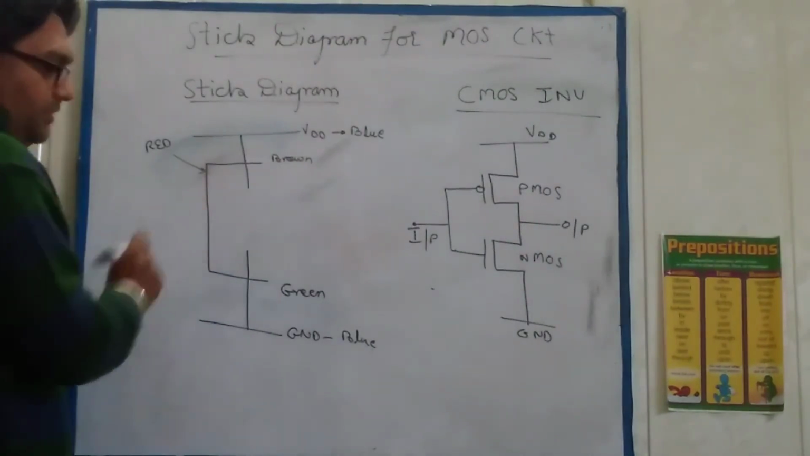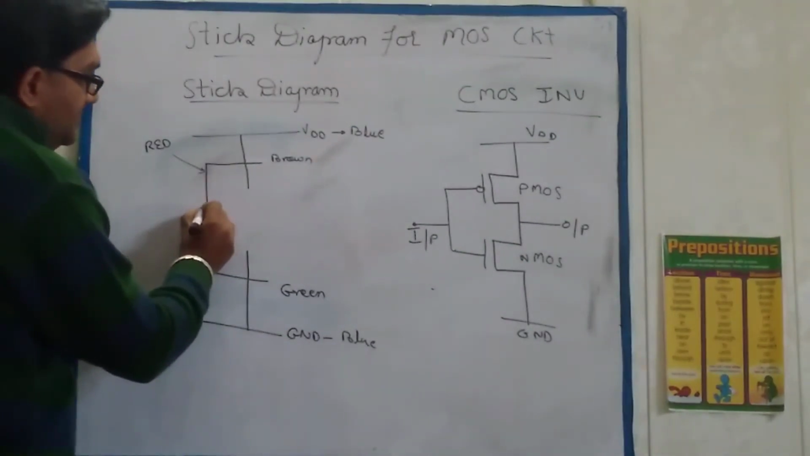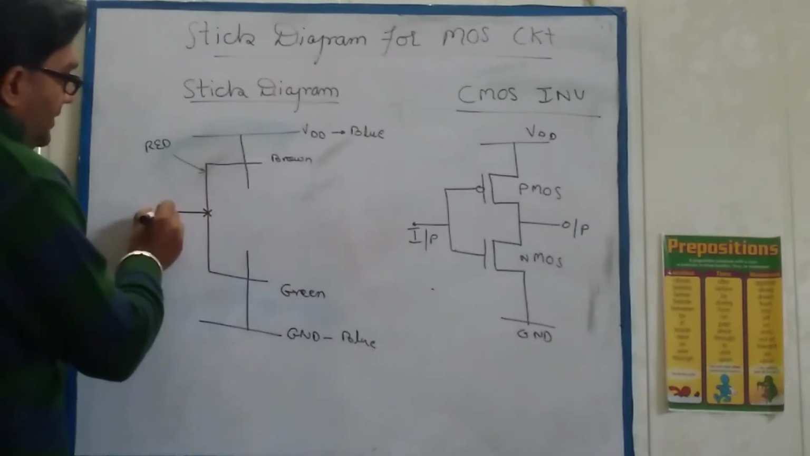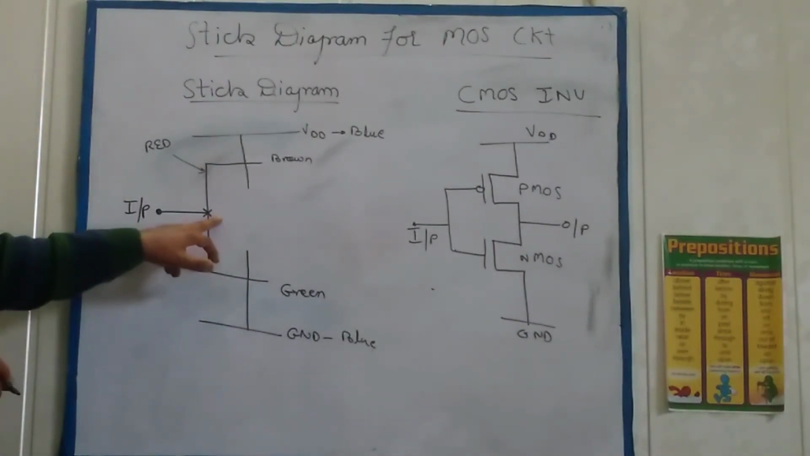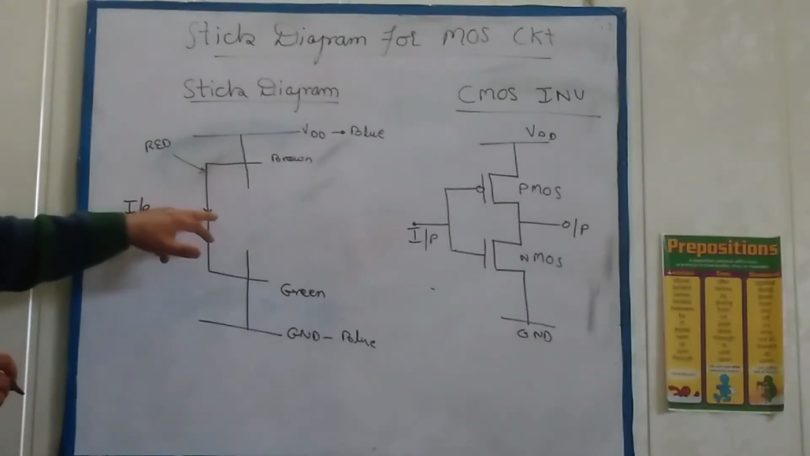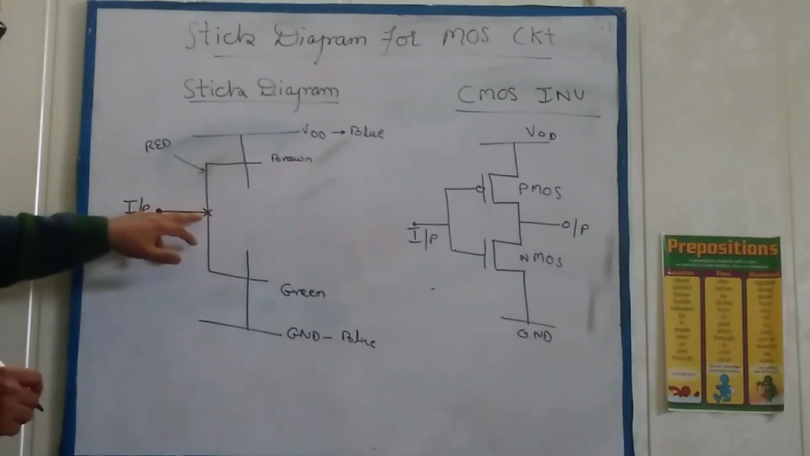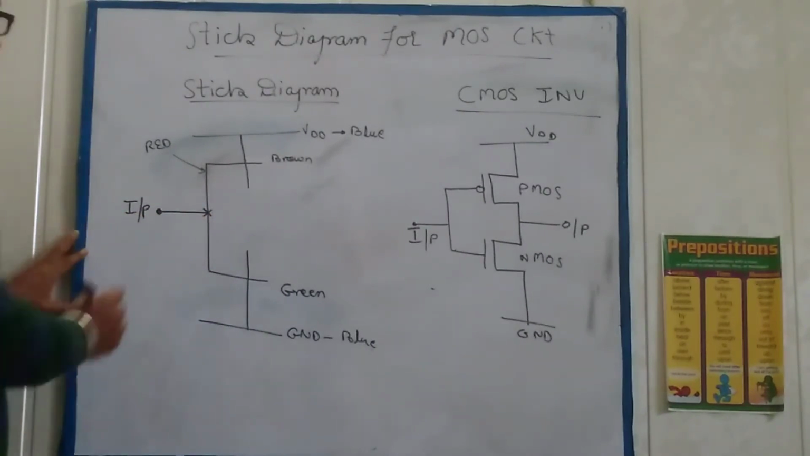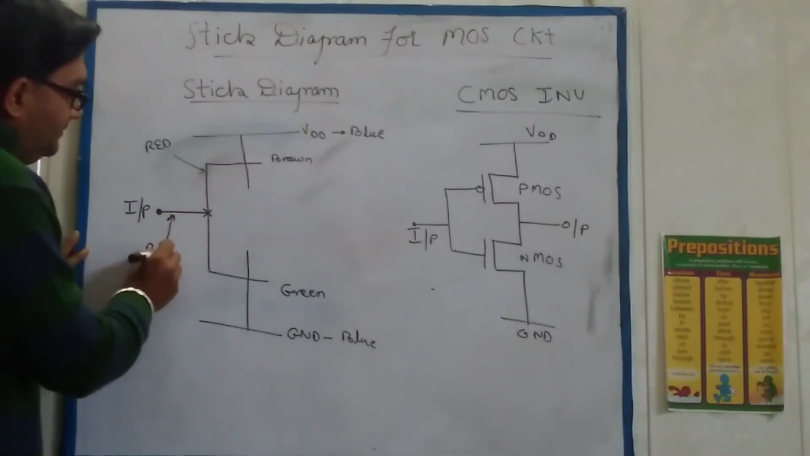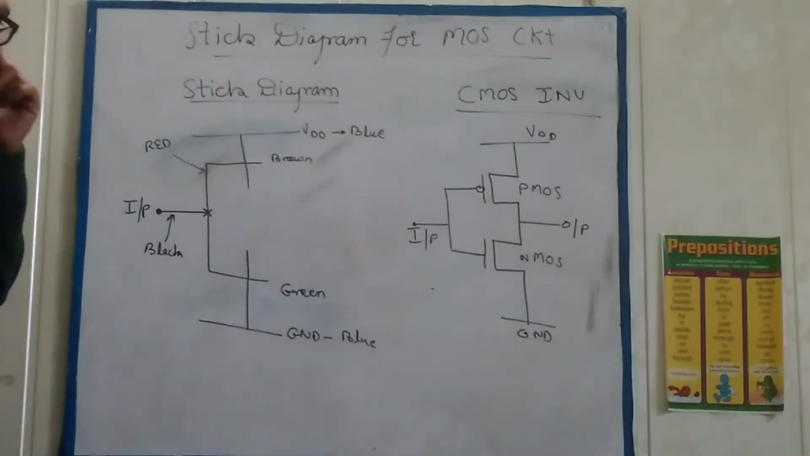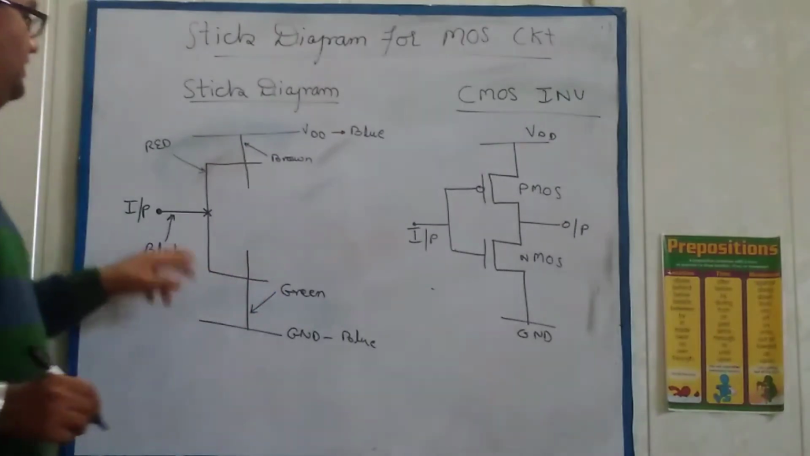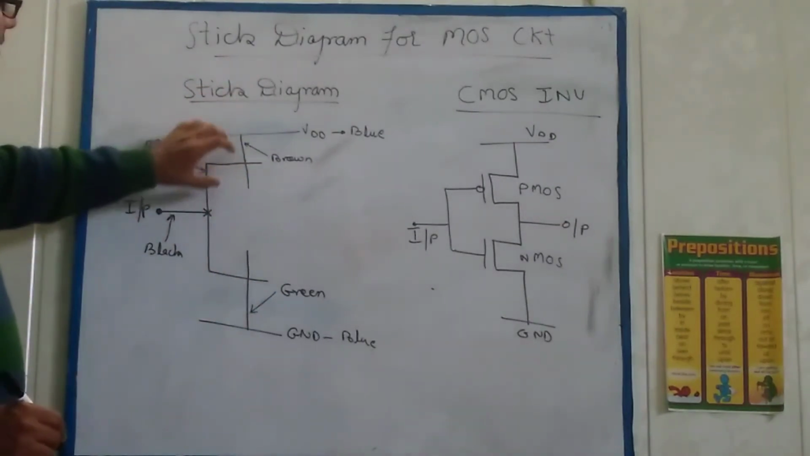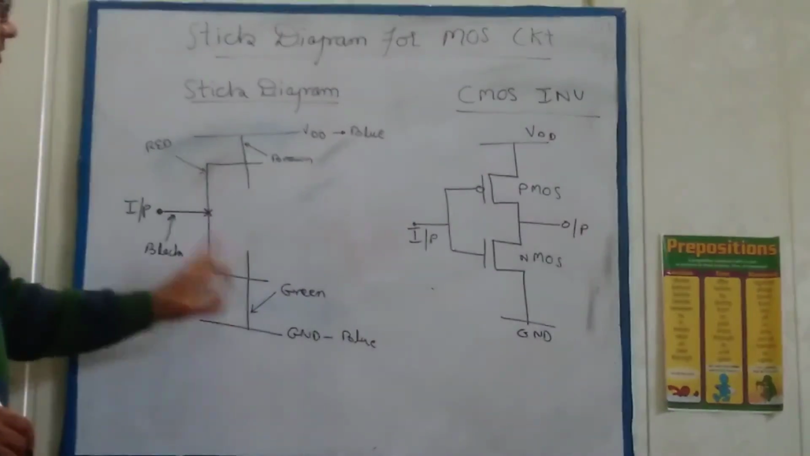Now from this we take the input. I have to mark the connection here. Either you can mark with a round circle or you can take a cross. I have taken a cross to show that there is a connection, and this connection is taken for the input, and this color should be black. Okay, the connection line is a black line. This is the brown line, this is the green line, and the crossing is the red line. So we have marked the two transistors, PMOS and NMOS, and the supply lines.